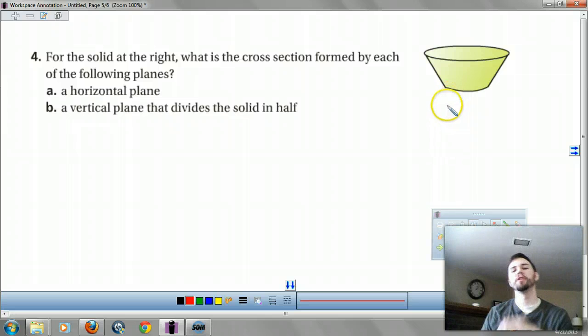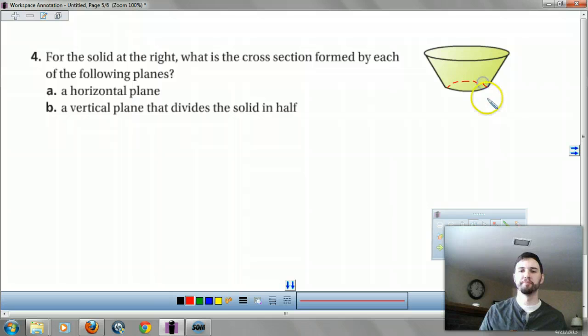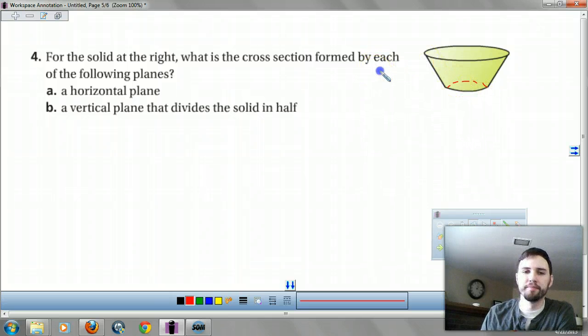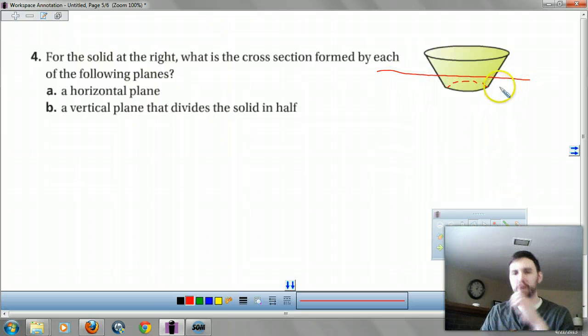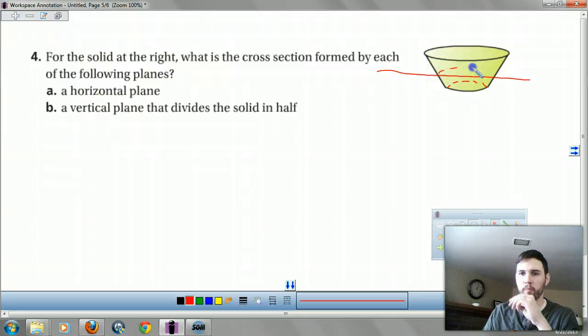Alright, here we have a figure that's made with a bigger circle. Down here you have a smaller circle. If we made a horizontal plane, what kind of shape would we make? Well, you'd make another circle.